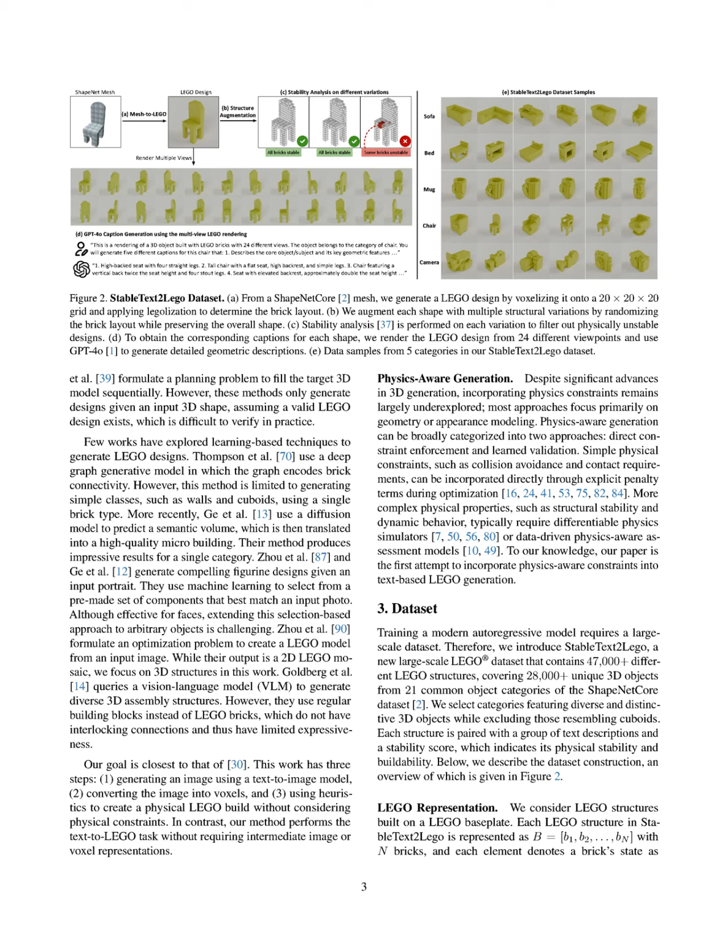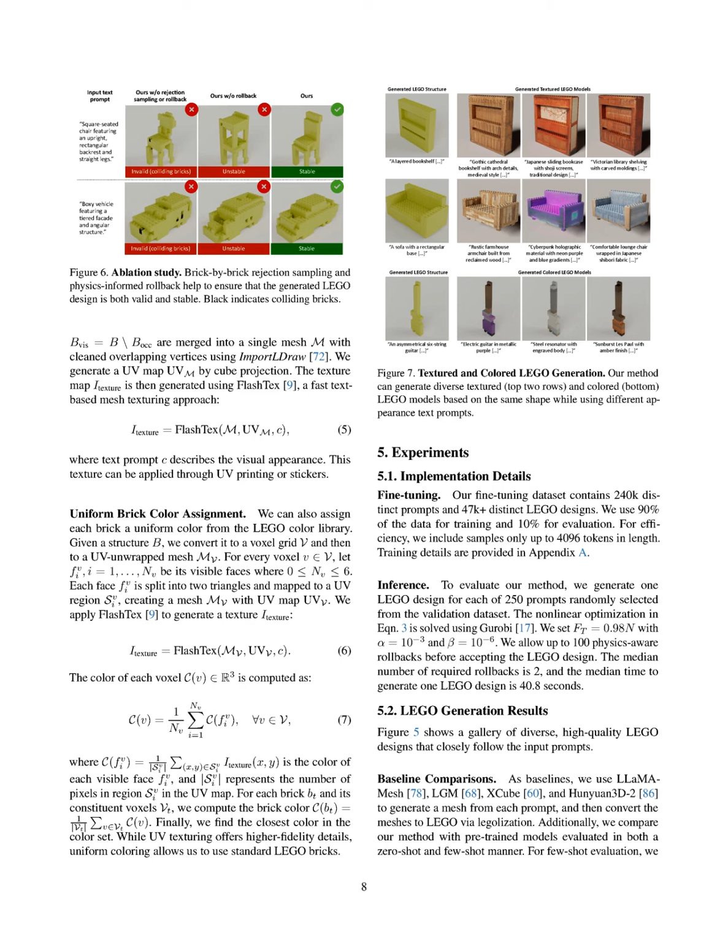The performance of LEGOGPT is validated through a series of experiments using a custom dataset called Stable Text to LEGO, which contains over 47,000 distinct LEGO structures paired with text descriptions and stability scores. The experimental design involves generating LEGO designs for 250 randomly selected prompts from a validation dataset, where the generated structures are assessed for physical stability and buildability.